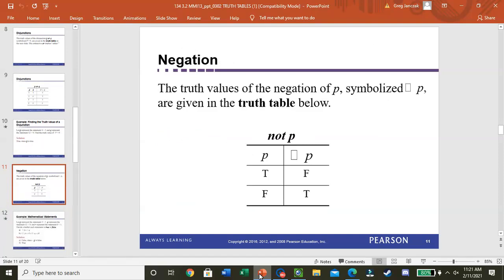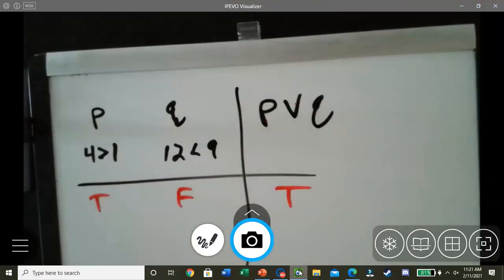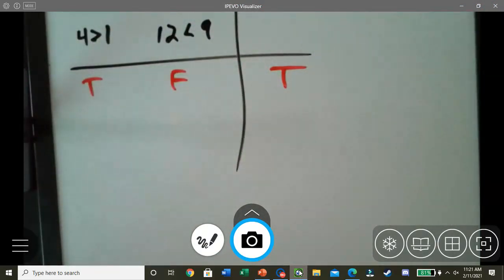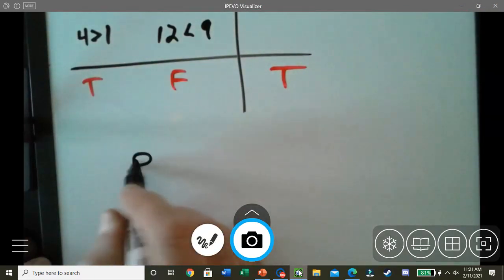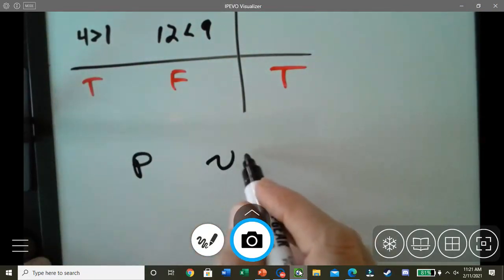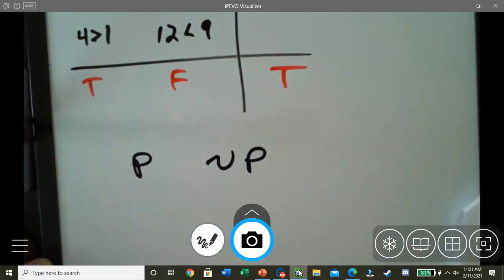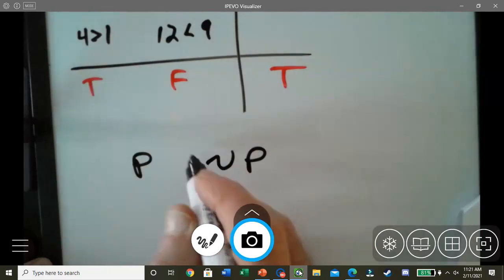Okay, truth tables. This should be the tilde symbol here. Let me go ahead and put that. You can put that in there. So we have P. That should be where that box is. It should be not P. Yeah, P and not P.